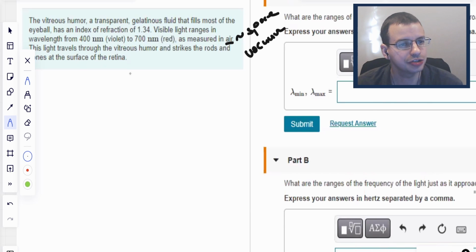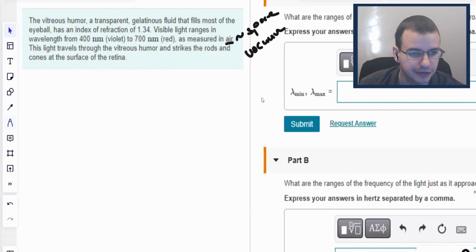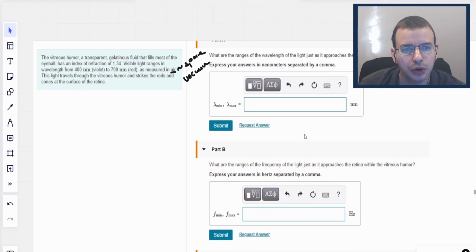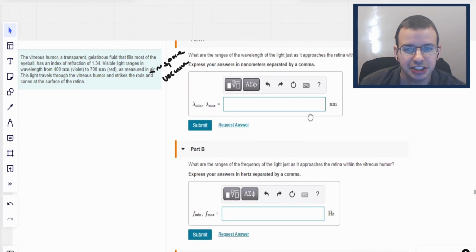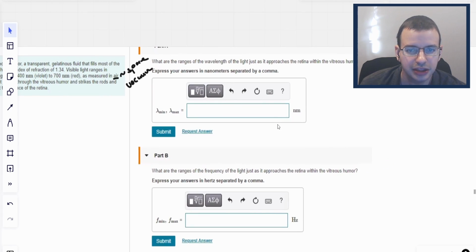The light travels through the vitreous humor and strikes the rods and cones at the surface of the retina. What are the ranges of wavelength of the light as it approaches the retina within the vitreous humor? Express your answer in nanometers separated by a comma.